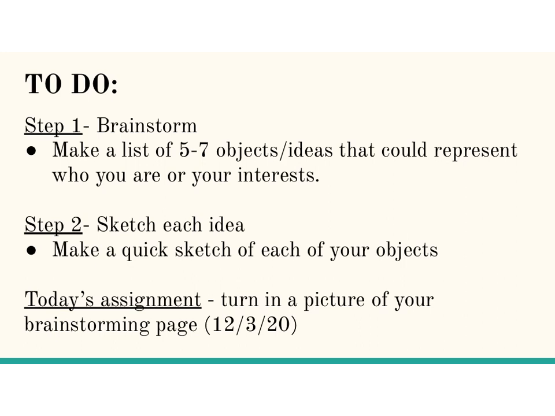Here is today's to-do list. Your first step, step 1, is brainstorming. Make a list. Come up with 5 to 7 objects or ideas or things that could represent who you are or your interests or something about you. 5 to 7 ideas. Then step 2 is you're going to sketch out your ideas. They don't have to be beautiful drawings. You saw my sketches. They were pretty simple and quick. And then your assignment for today is going to be to turn in a picture of your brainstorming page.